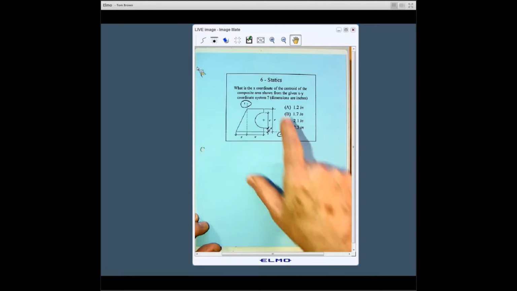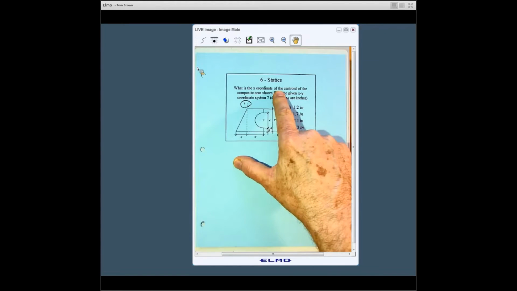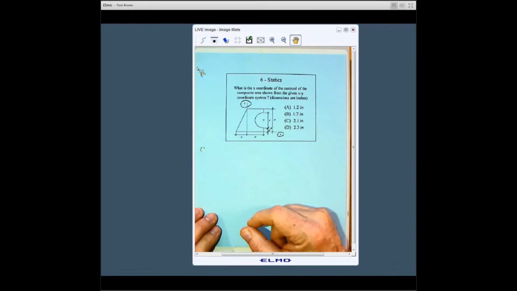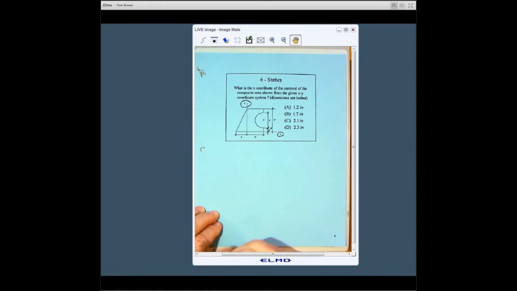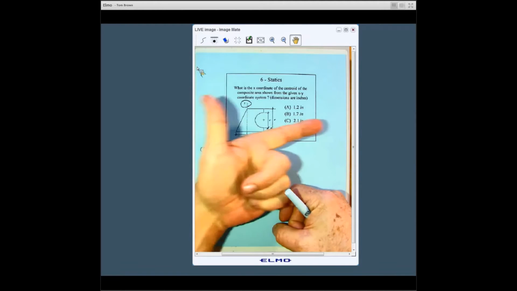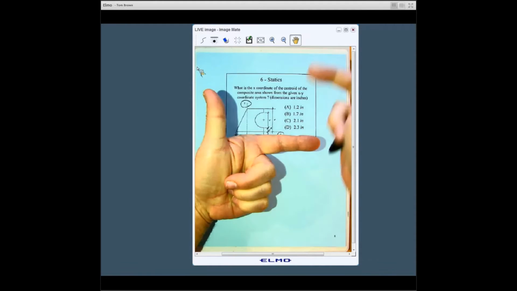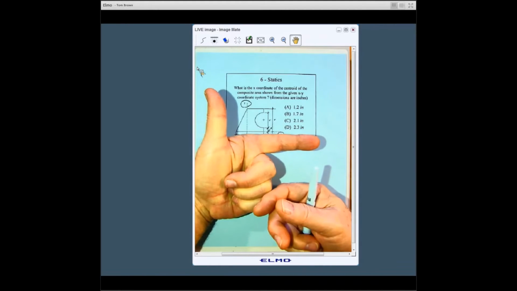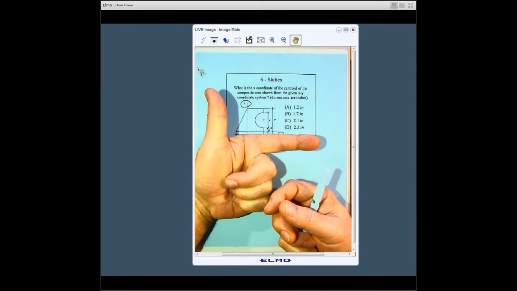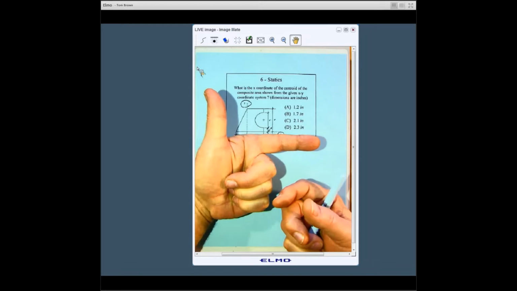Question is, what is the x coordinate? You're going to find the y coordinate of the centroid of this composite area from the given coordinate system. Now I've circled it so that you notice that I have put the y-axis not over here so that the entire area is in the first quadrant. That's what I do when I'm working a problem. I just put the entire area in the first quadrant. That way all the x's and y's are positive.